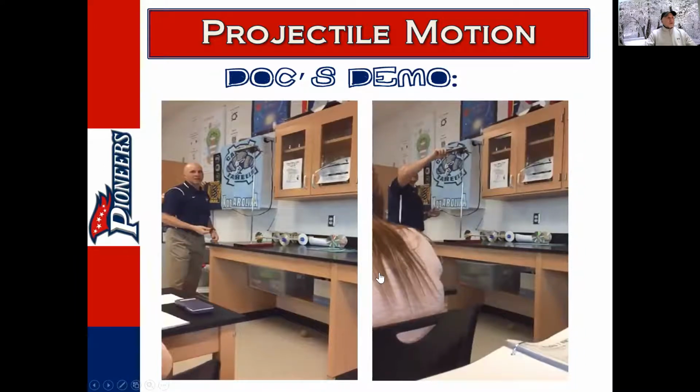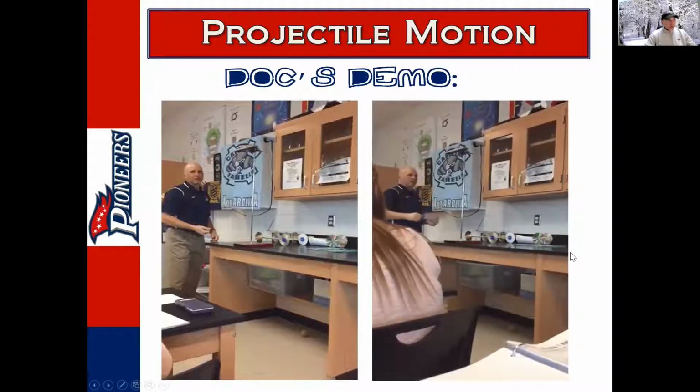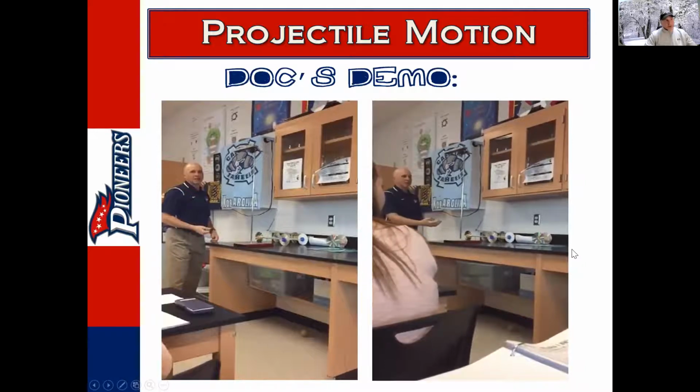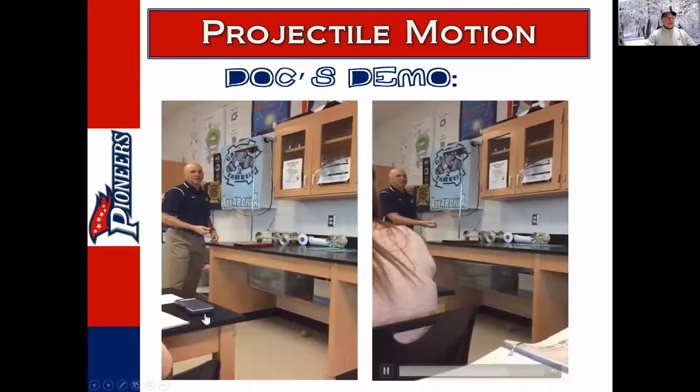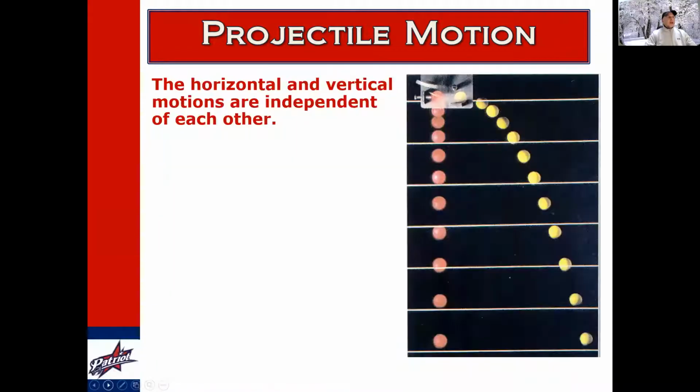This one's a lot slower for whatever reason when the student videoed it for me. So it's going to land like right over here, but you can see that, right, it goes out of view a little bit, but you can tell that they are tracking each other vertically. It's just that one is moving horizontally at the same time.